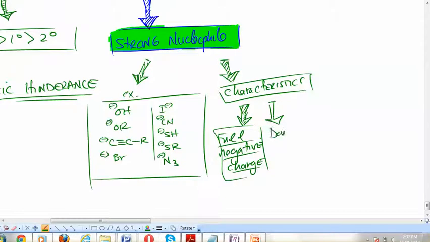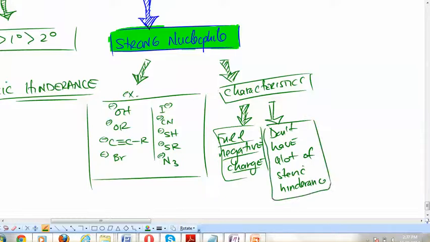They don't have a lot of steric hindrance. They're not going to be all that large, they're small molecules.